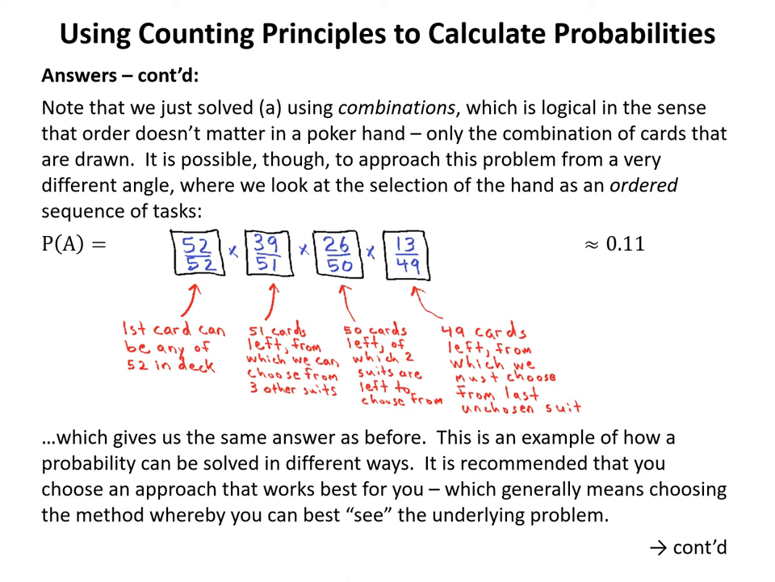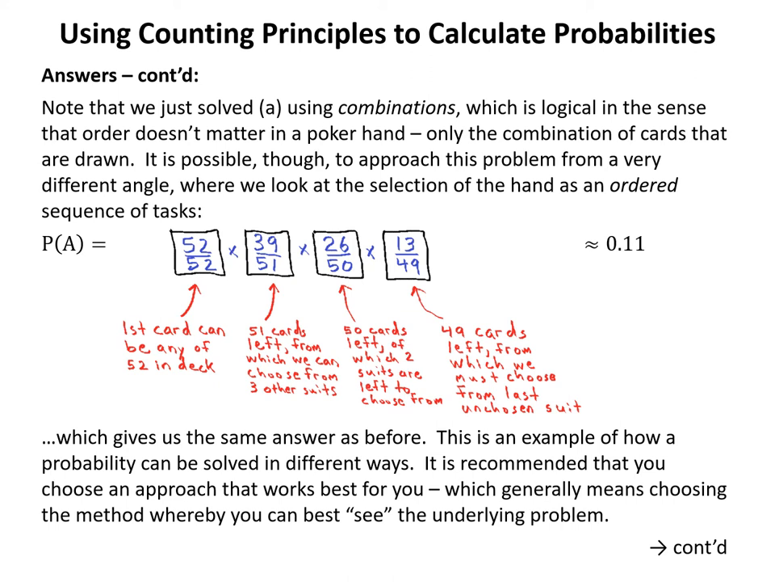It is possible, though, to approach this problem from a very different angle, where we look at the selection of the hand as an ordered sequence of tasks. So the diagram that you see on the slide below shows the four cards as four boxes. And to figure out the probability of event A, we can think of it in the following way. First of all, the first card can be any card. So one way of looking at this is we could pick any card from the deck and we still have the possibility of getting four different suits. There's no restriction on the first selection or the first card.